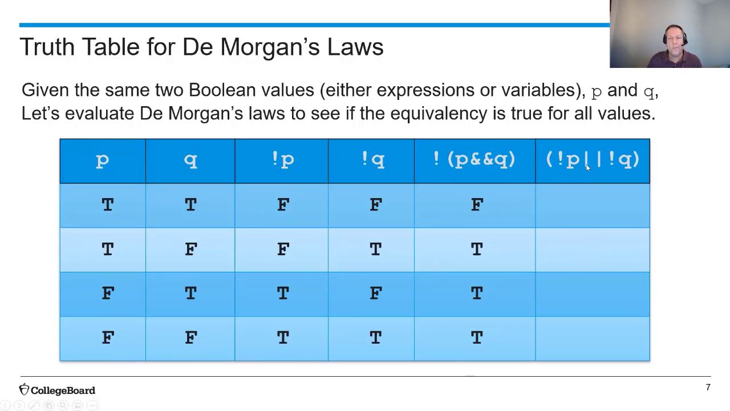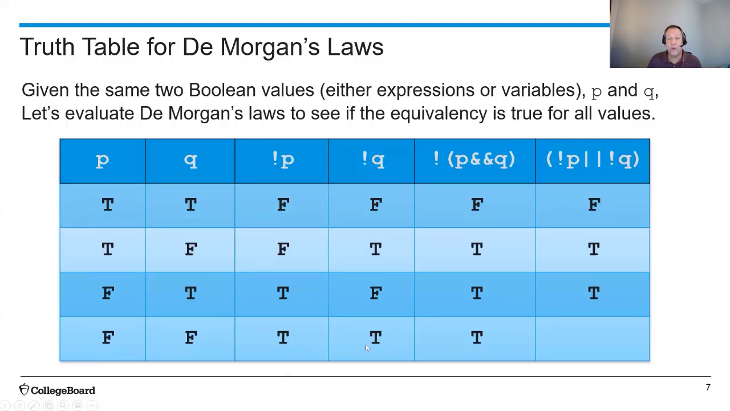Let's evaluate these. So not P or not Q. When we evaluate, if you remember the order of operations for our logical operators, we're going to evaluate the not first, each not first, and then evaluate the or. So not P, not Q, and then look at the or. So not P is, and I have these already, not P is false, or not Q, false. Well, false or false is still going to be false. False or true, again, this is not P or not Q, that's going to be true. True or false, that's going to be true.